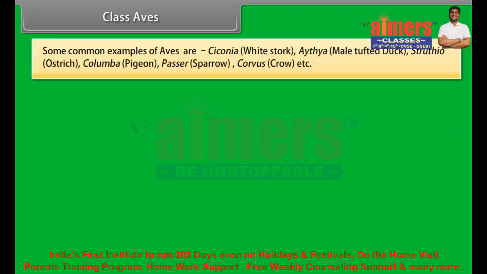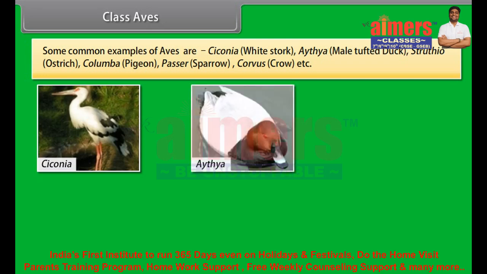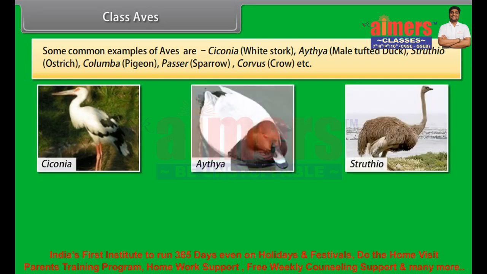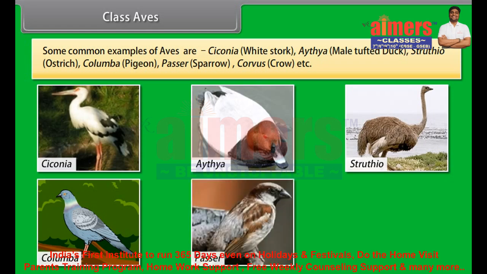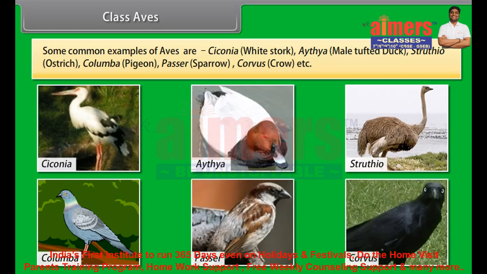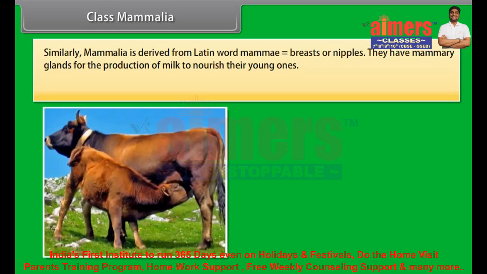Some common examples of aves are Ciconia, white stork, Ithia, male tuft duck, Estuthio, ostrich, Columba, pigeon, Passer, sparrow, Corvus, crow, etc. Class Mammalia. Similarly, Mammalia is derived from Latin word mamme, which means breasts or nipples.